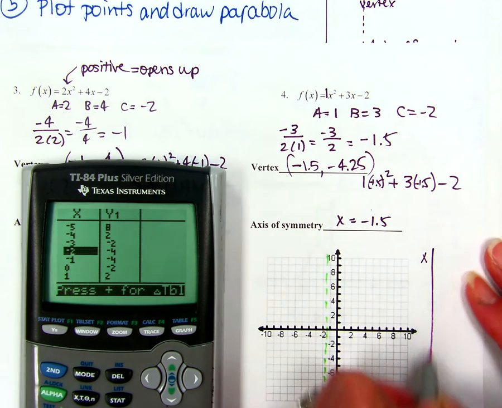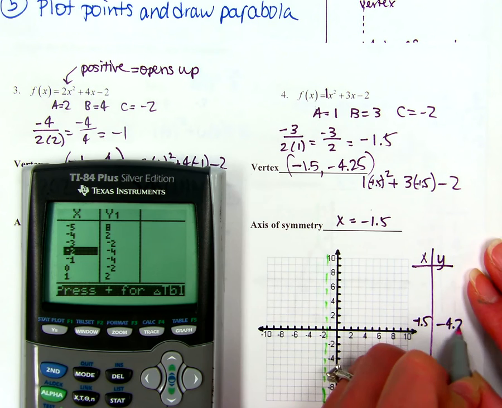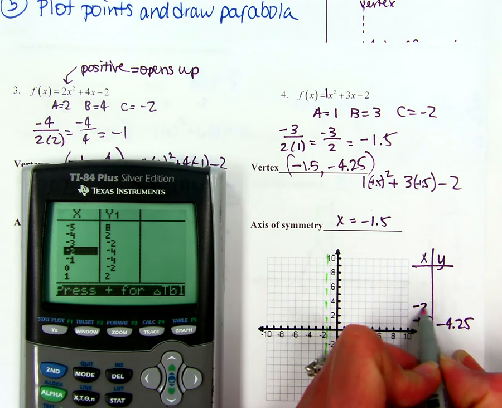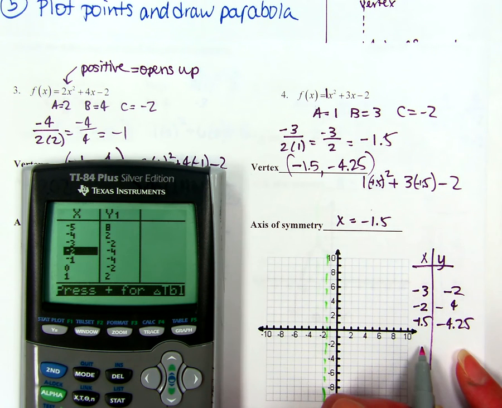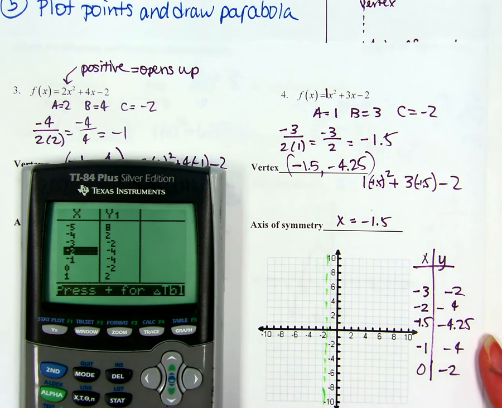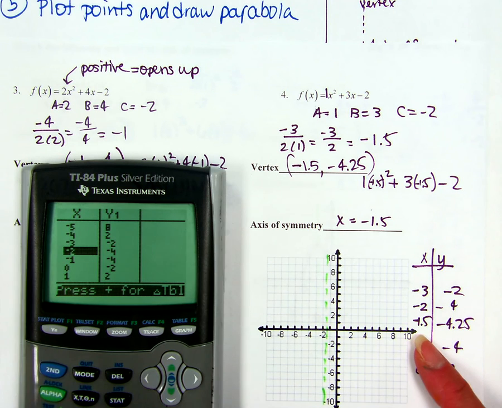So I know that my vertex should be at negative 1.5 and negative 4.25. So that would be between here and here. So I can copy down negative 2, negative 4, negative 3, negative 2, and then a couple of them on the other side. It is more convenient when you can see your vertex there, but you don't really have to have it. I know that negative 1.5 is in between negative 1 and 2, so I'm good.